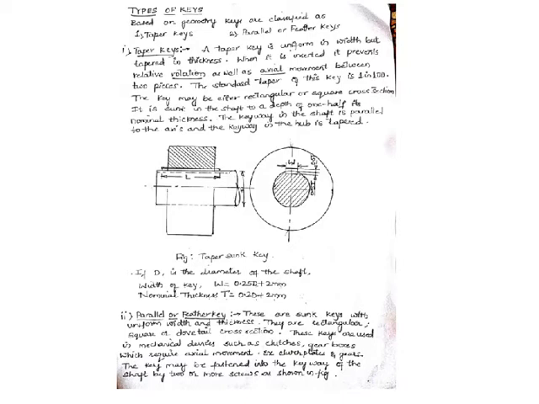Now let us discuss the second type of key, that is a parallel or feather key. What is a parallel or feather key? These are sunk keys, as I said. In the previous section, taper keys were shown in the figure. We see that it is a taper sunk key. The word sunk indicates that half of the key is inside the shaft. That's why they are called sunk keys.